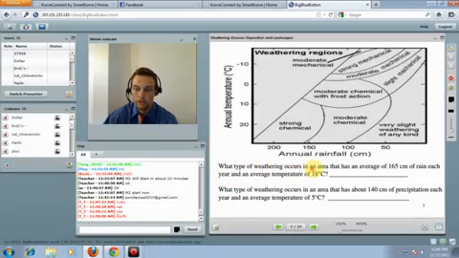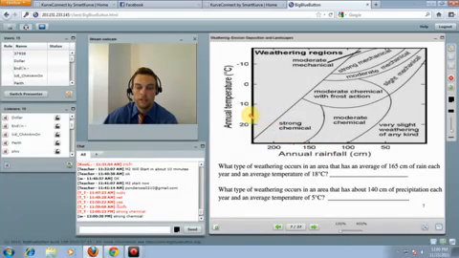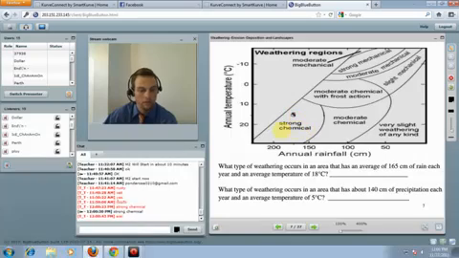What type of weathering occurs in an area that has an average of 165 centimeters of rain each year and an average temperature of 18? So 165, 18. Yeah, you guys are on top of it. Yes, correct. Strong chemical right here. Here we are, 18. Boom. We're right in the strong chemical zone. Yeah, nice job. How about the next one?